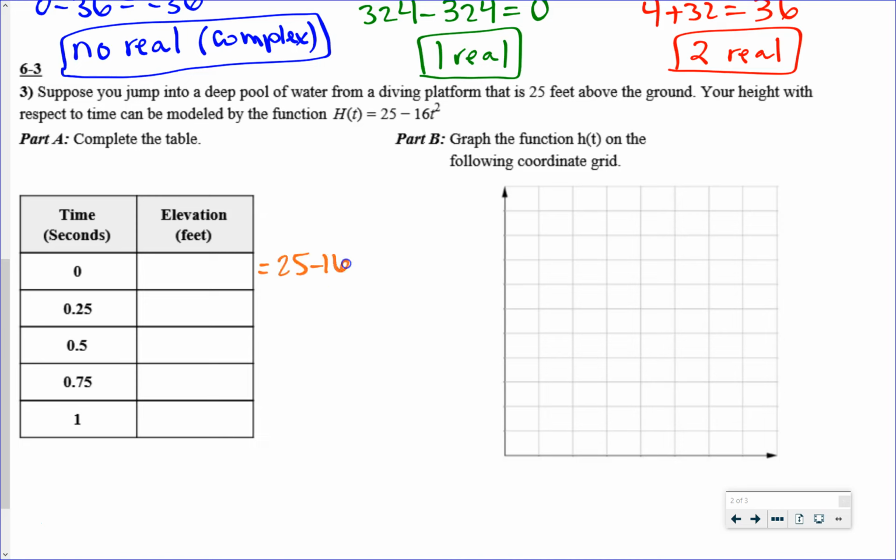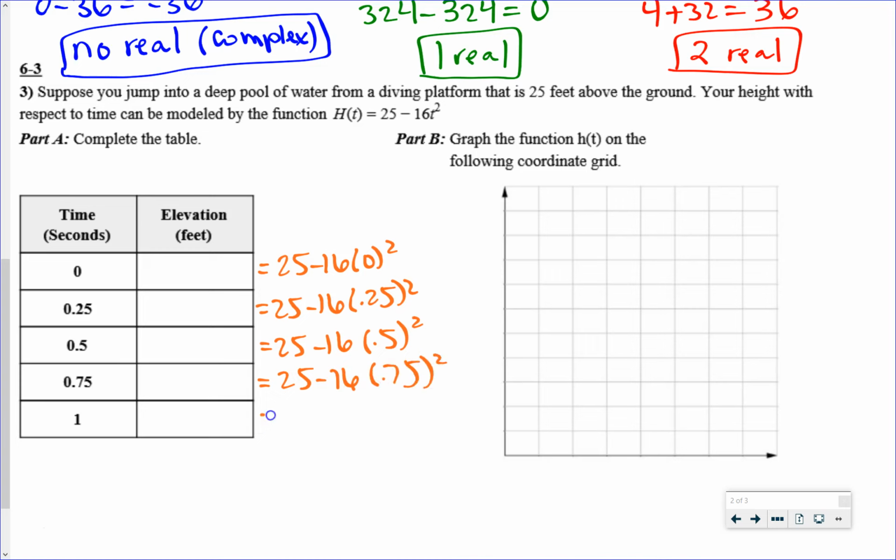So what they're wanting us to do is plug it in: 25 minus 16 times 0 squared, or 25 minus 16 times 0.25 squared. When we're plugging these in, what are we going to do first? The subtraction, the multiplying, or the exponent? The exponent. We're always going to do the exponent first. Then we're going to multiply. Then we're going to subtract. So we're kind of working backwards.